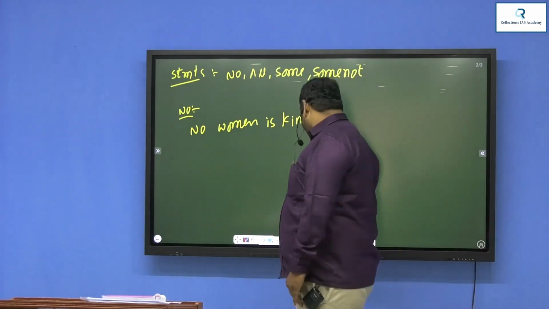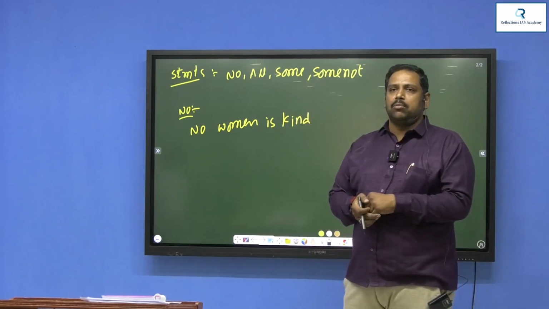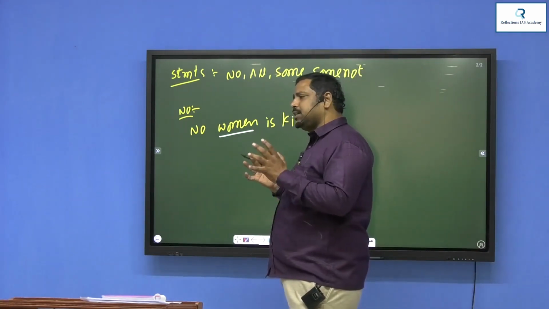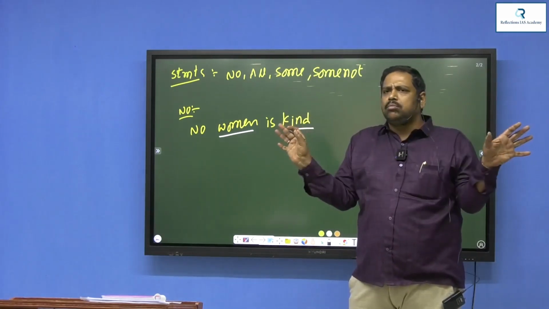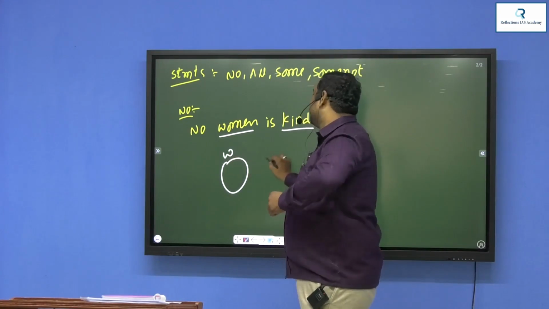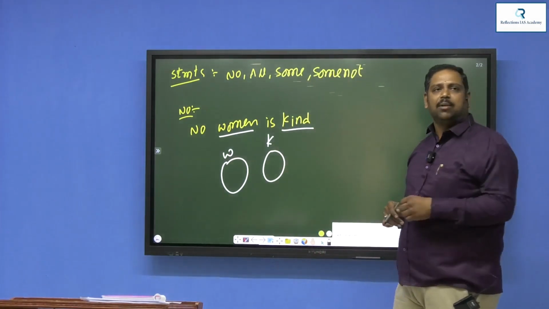So, if I want to take it, I'll go with the approach called Venn diagram approach. No woman is kind means, sir, woman is one set, kind is another set. These two have a relation or no relation? No relation. No woman is kind. That's it. Yes or no? Okay, no woman is kind is completed.